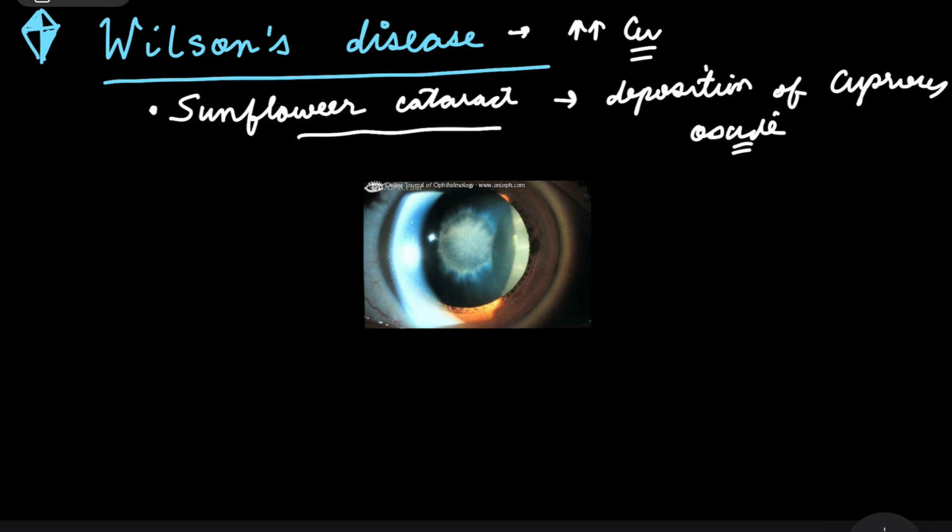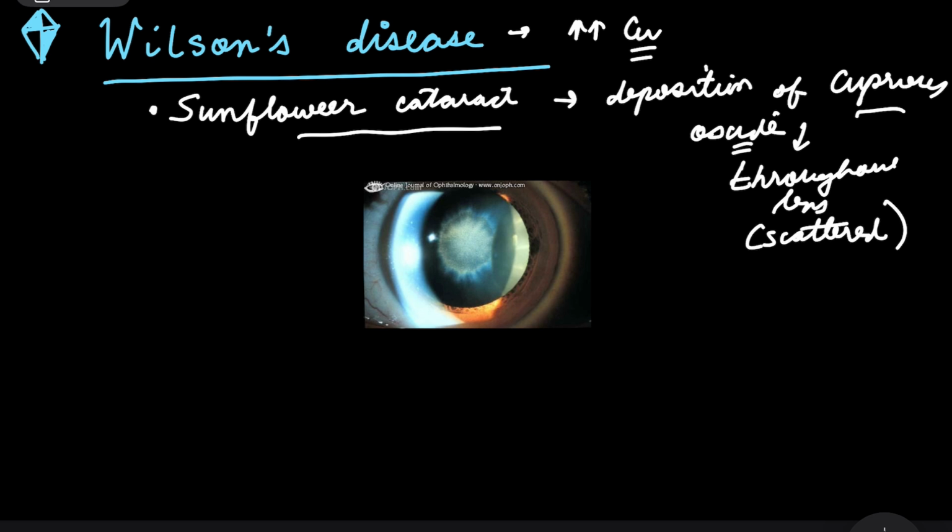Cuprous oxide deposition occurs, and this is where it is interesting. In our previous cataracts, we have seen that there is a particular site of the lens that is affected, but cuprous oxide deposition will take place throughout the lens, and it is rather scattered. So there is no single place where you'll find the sunflower cataract. I cannot say it is posterior subcapsular or it is cortical. It is scattered throughout.